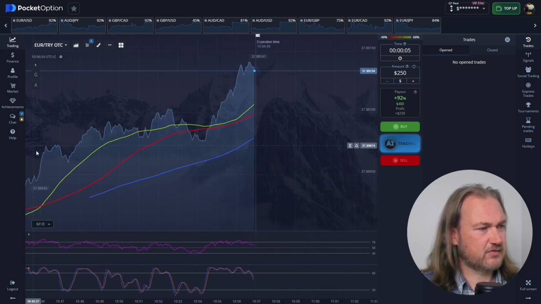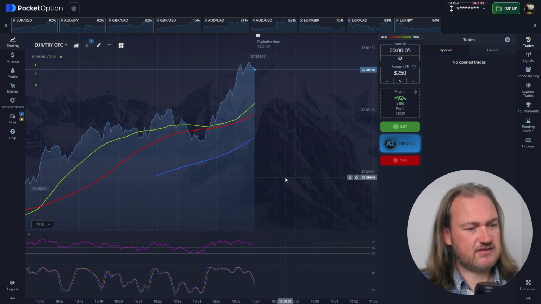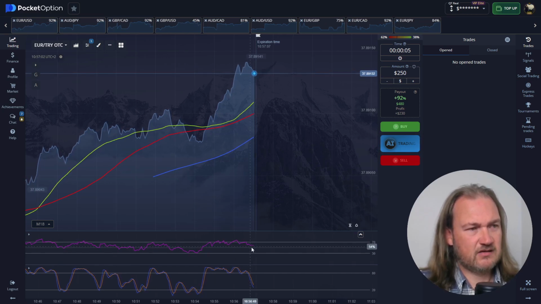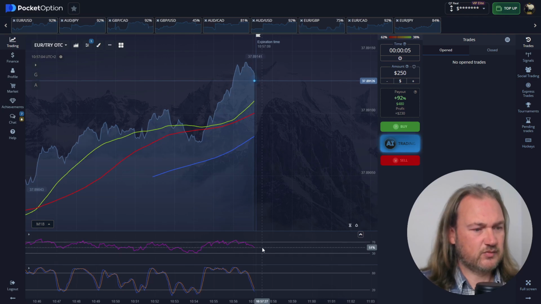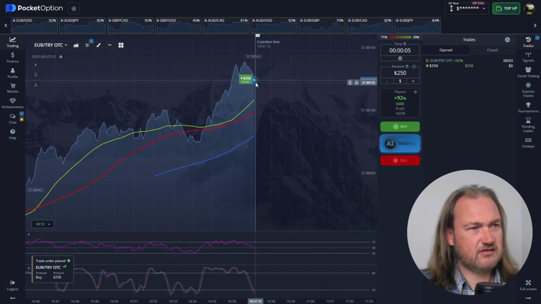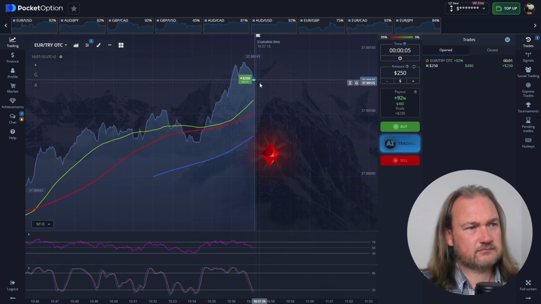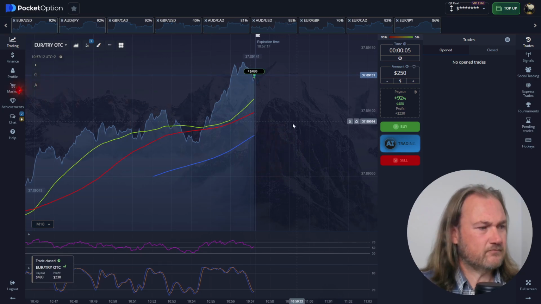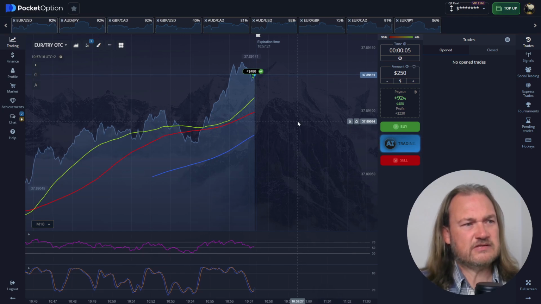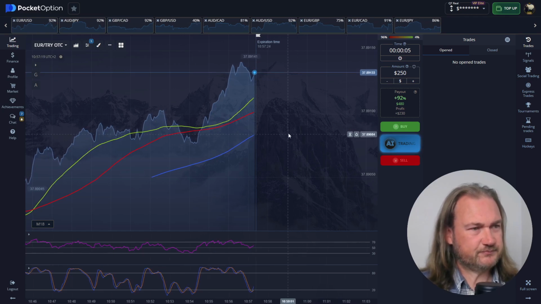Okay, so this looks like something. This is moving in a decent direction. So I'm going to wait for my RSI to hit the middle line, and I'm just going to play the bounce. That's all I'm going to do, and we'll see how that goes. So there's the bounce. I'm going to take a 5-second trade. And it's good. Great, let's look for more.